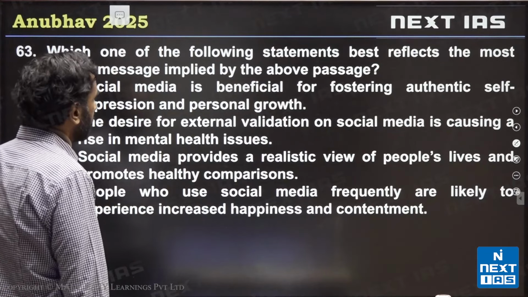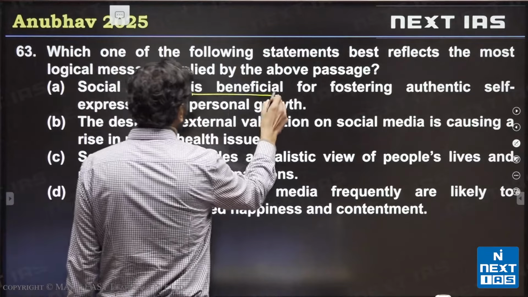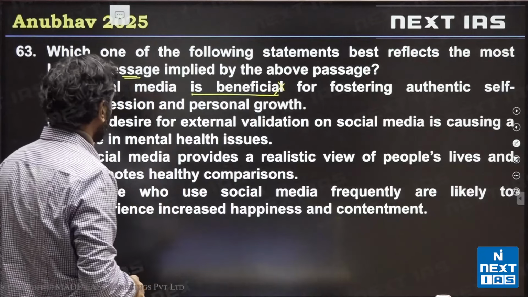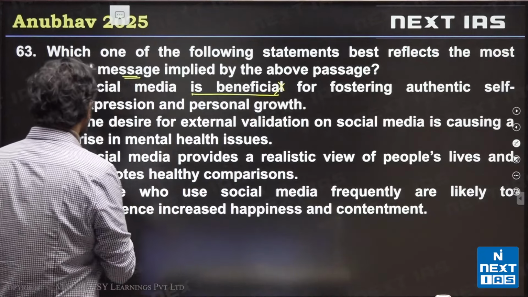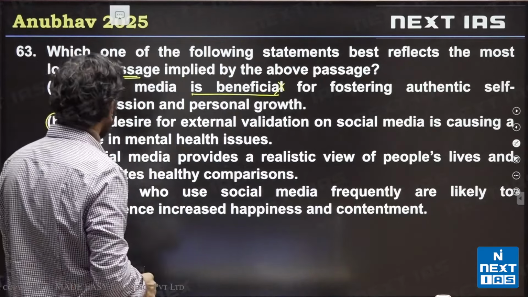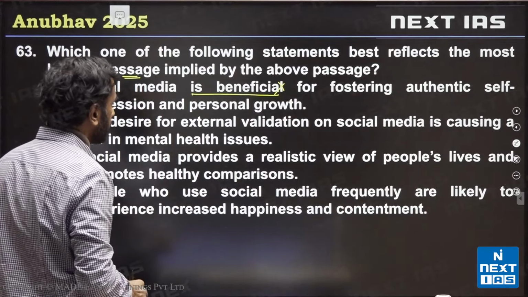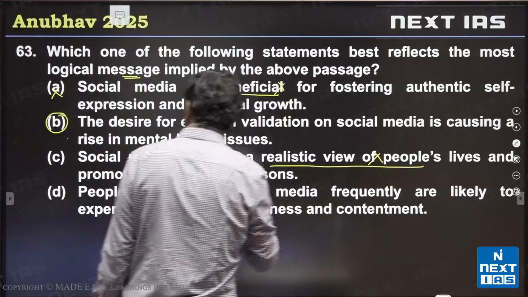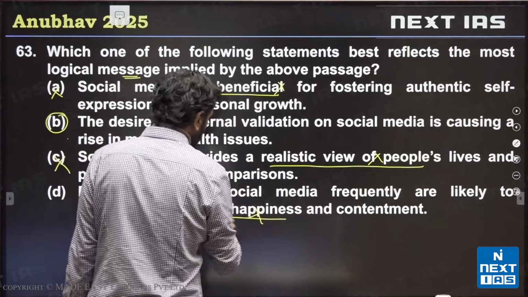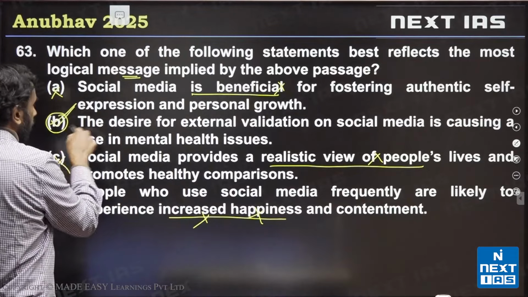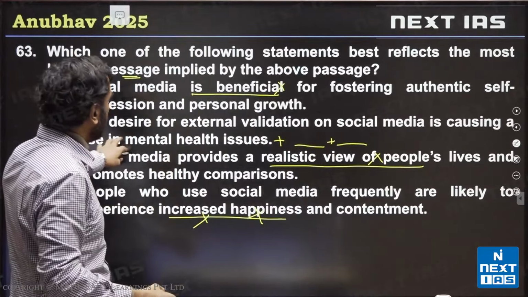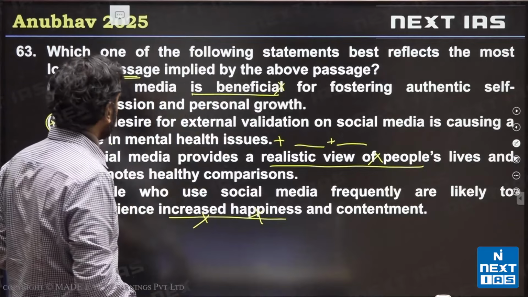A, social media is beneficial for fostering authentic self-expression, and so this is invalid, not the main message of the author. B, the desire for external validation is causing a rise in mental health issues. B could very well be right. B can include a few more words, but B could very well be right. We'll put it aside. Let's look at C. Social media provides a realistic view of people's lives. Completely invalid. And D says people who use social media are likely to experience increased happiness. Invalid. So the right answer is B. Although we could again add a few more words to it, none of the other options are necessary. Option B is complete as compared to other options. Option B is the right answer.